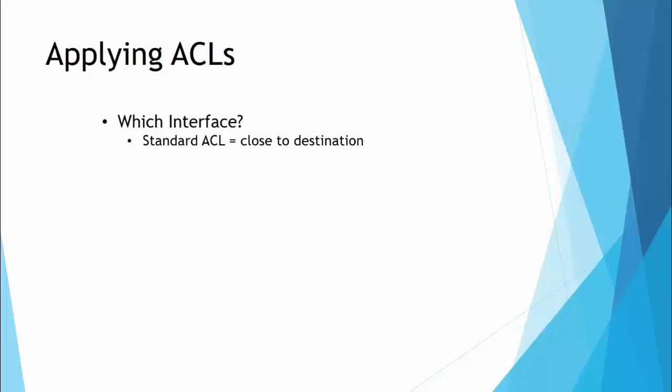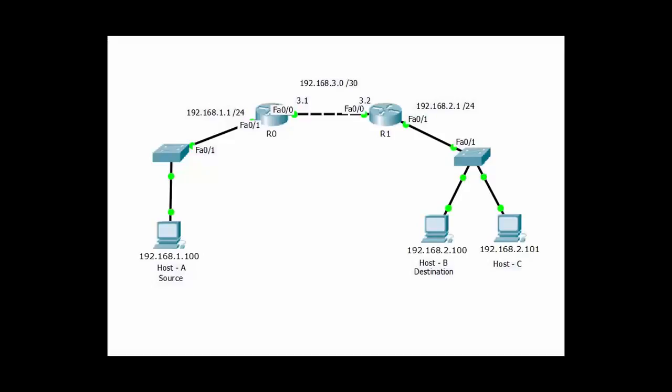For an extended ACL, we should apply it as close to the source as possible. Since extended access lists can be very specific, we are able to filter the designated traffic soon after it leaves the source. This prevents unwanted traffic from using up bandwidth as it travels across the network, only to be denied at the destination. Looking at our sample topology again, let's say we would like to deny host A from having FTP access to host B.